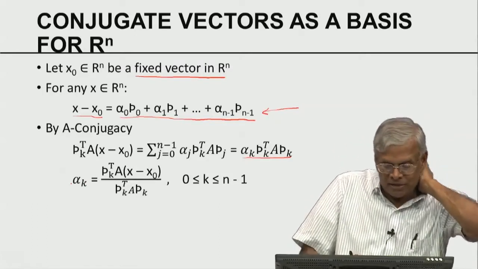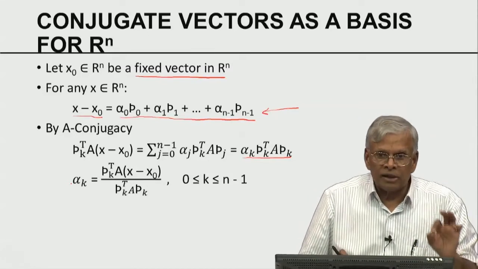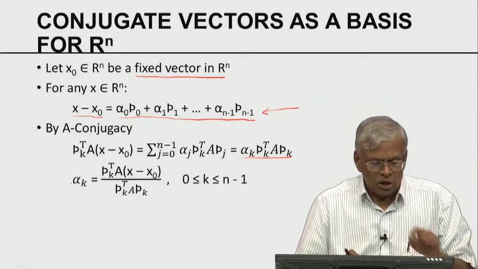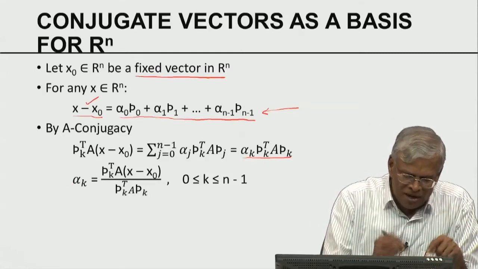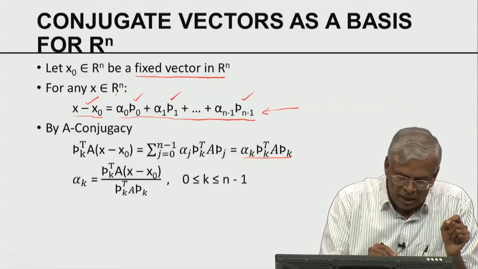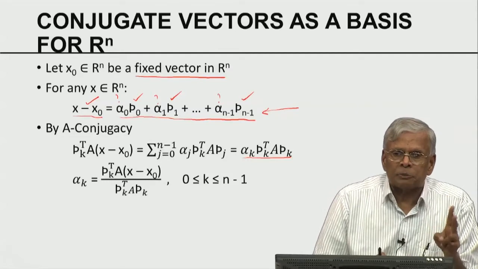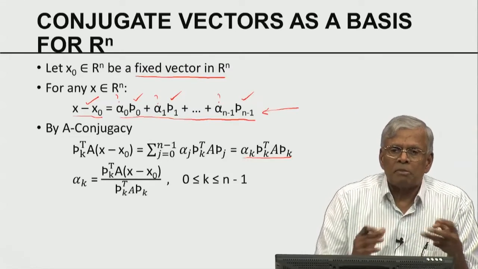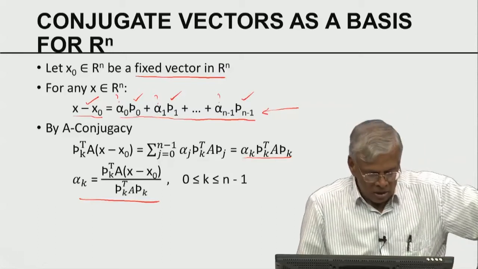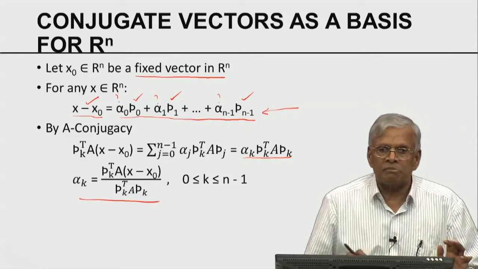So let us see what we have accomplished. We are given p_k, so we know p_0, p_1, p_2, up to p_k. We are given x naught, and x minus x naught is given. So I am trying to express x minus x naught, a known vector, as a linear combination of the p's. The p's are known. The only things that are not known are the alphas. So the whole question is this: if the p's are linearly independent, I should be able to express any arbitrary vector as a linear combination. The problem reduces to one of finding alphas. The value of alpha_k is given by this ratio. Every quantity on the right hand side is known, so alpha_k can be computed in principle.